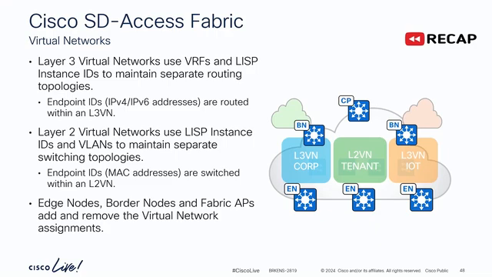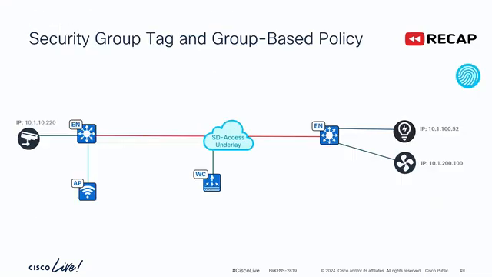A layer 2 virtual network is a layer 2 segment in SD-Access. So you can think of it as being analogous to a giant VLAN. If a packet goes into a layer 2 virtual network, it has to exit that same layer 2 virtual network. It can't hop across to something else within the SD-Access fabric.